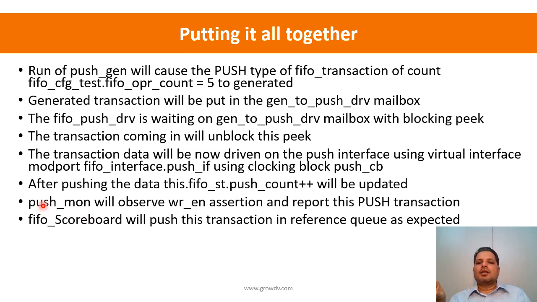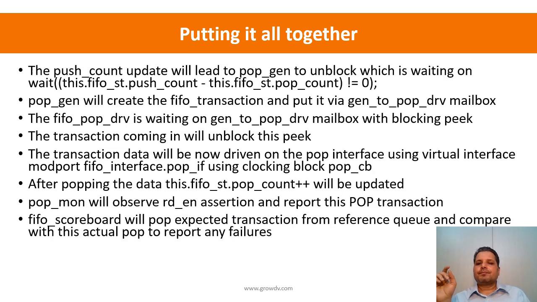Now the push monitor will be monitoring. This is also an active thread, and we had launched the run of the push monitor also in the environment run. So it would be waiting on the write enable to get asserted, and whenever the write enable gets asserted, it reports this push transaction to the scoreboard. And the FIFO scoreboard will push that transaction into the SystemVerilog FIFO queue variable that we had declared.